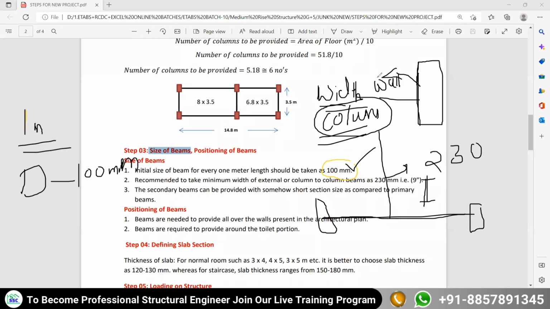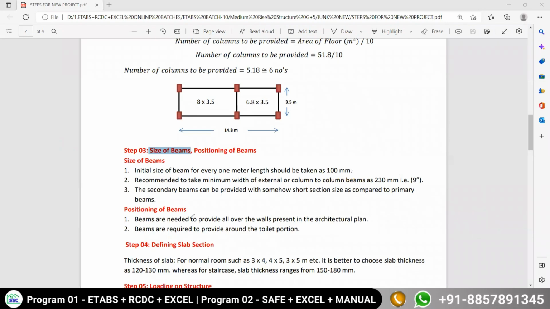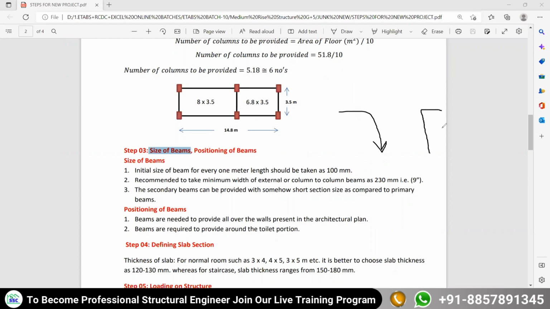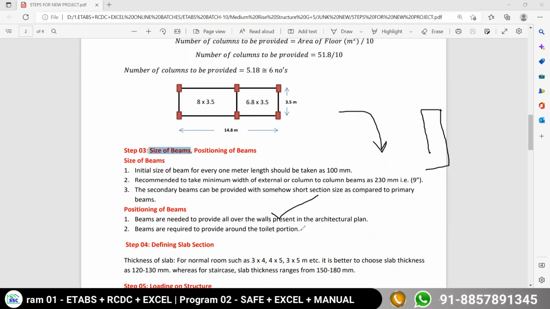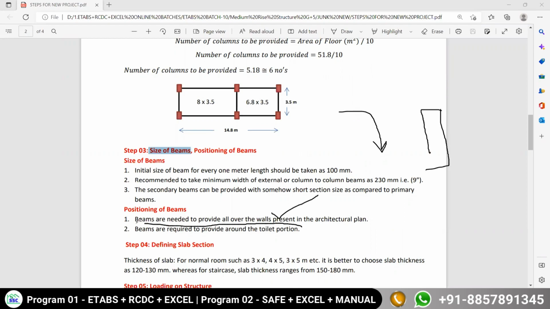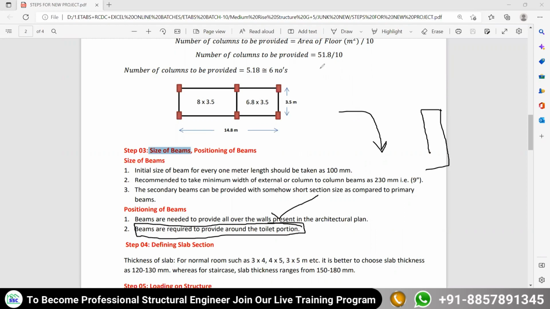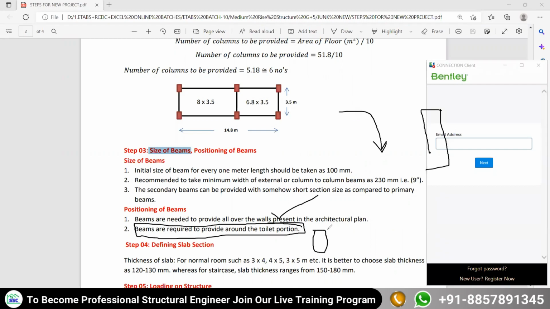Now, positioning. How to decide the position of the beam? Wherever in your architecture plan the walls are present, you need to provide the beam, because we know the load of the wall is going directly onto your beam. So wherever wall is present, under that you have to provide the beam first. Beams are required around the toilet portion, along the WC and bath portion. Why, I will let you know after some time. So around the WC and bath area you have to provide beams anyhow.